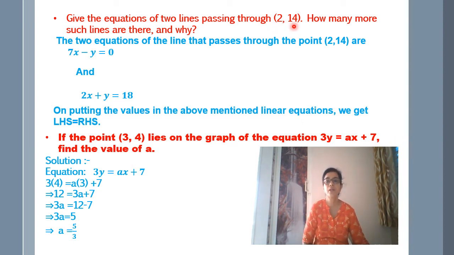Now let us move to another example. If the point (3, 4) lies on the graph of the equation 3y is equal to ax plus 7, then we have to find the value of a. The equation is ready for you: 3y is equal to ax plus 7. So that will be your first step.